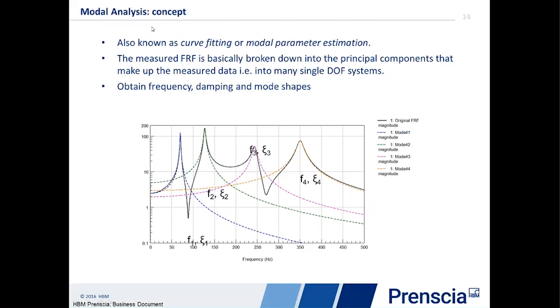So the concept of modal analysis: the black line is an FRF. Basically, what we want to do is curve fit this black line by breaking it down into principal, or say, single degree of freedom systems. And each single degree of freedom FRF, if you like, has its own frequency and damping coefficient, damping ratio in this case. So that's what's called curve fitting or modal parameter estimation. And basically that's the first step to obtain the frequency and damping of each mode, and eventually the mode shapes.